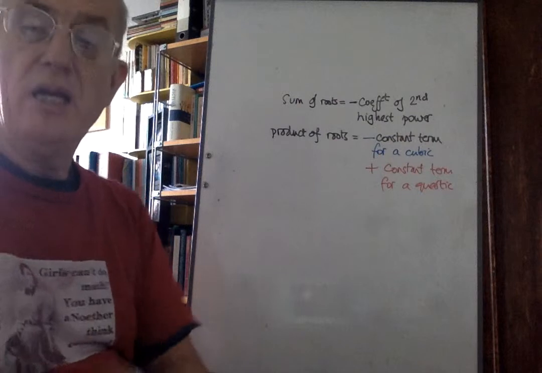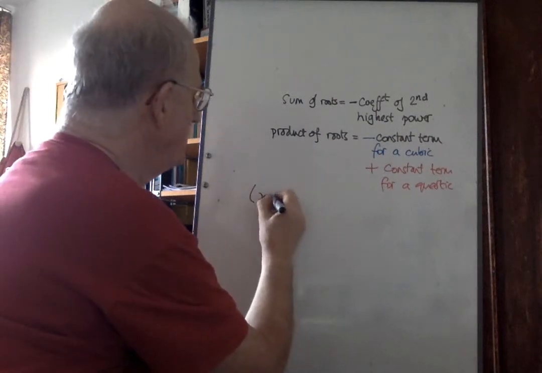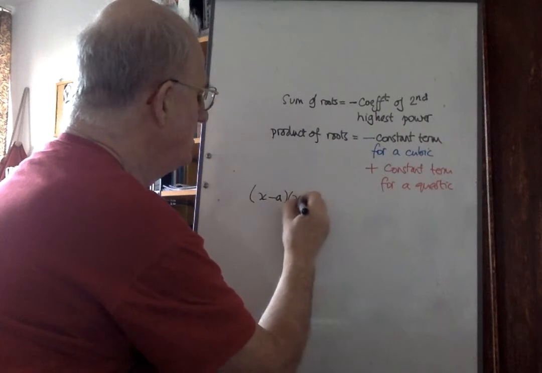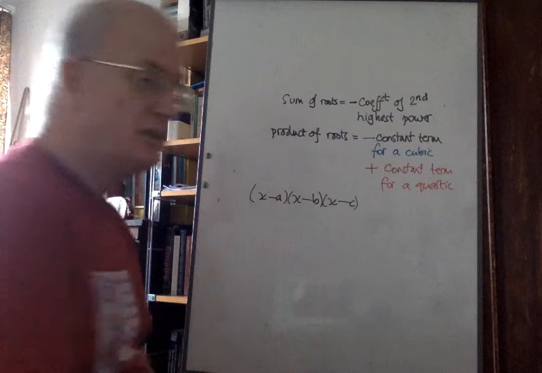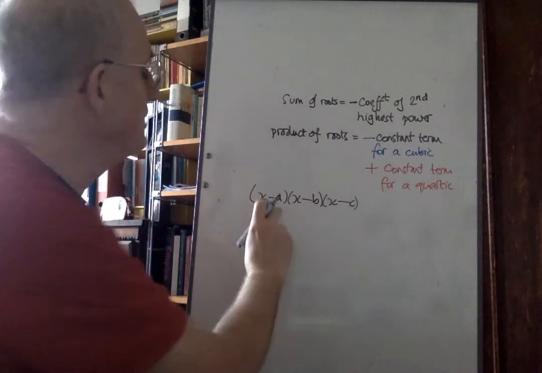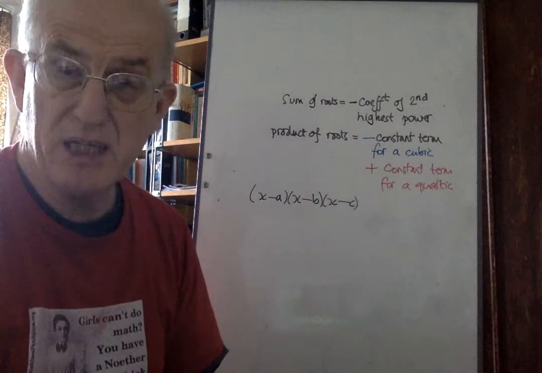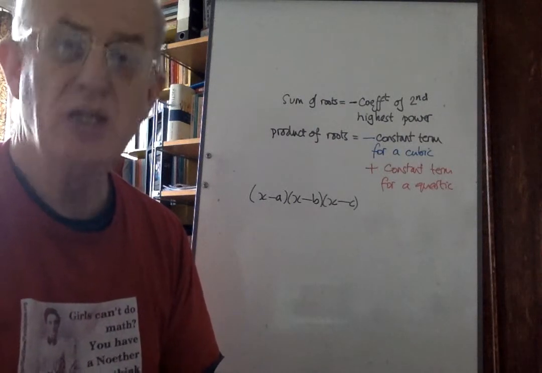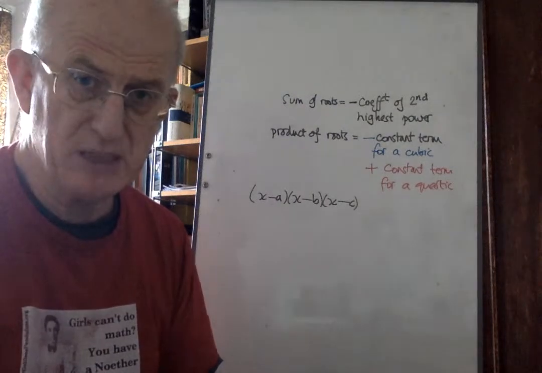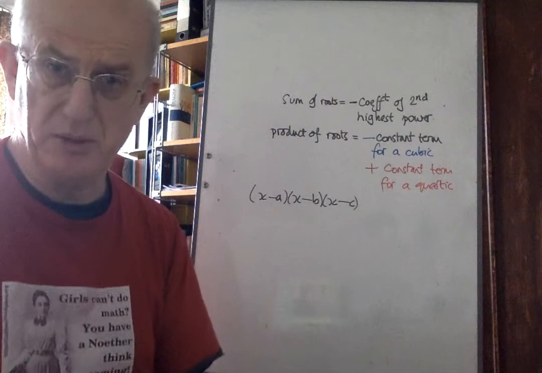The reason why is that with a cubic, when you factorize it, you would have something like that. When you multiply that out, it's minus a times minus b times minus c. You have three minuses, which produce a minus. Whereas with a quadratic, you have two minuses, which produce a plus. With a quartic, you have four minuses, which also produce a plus.